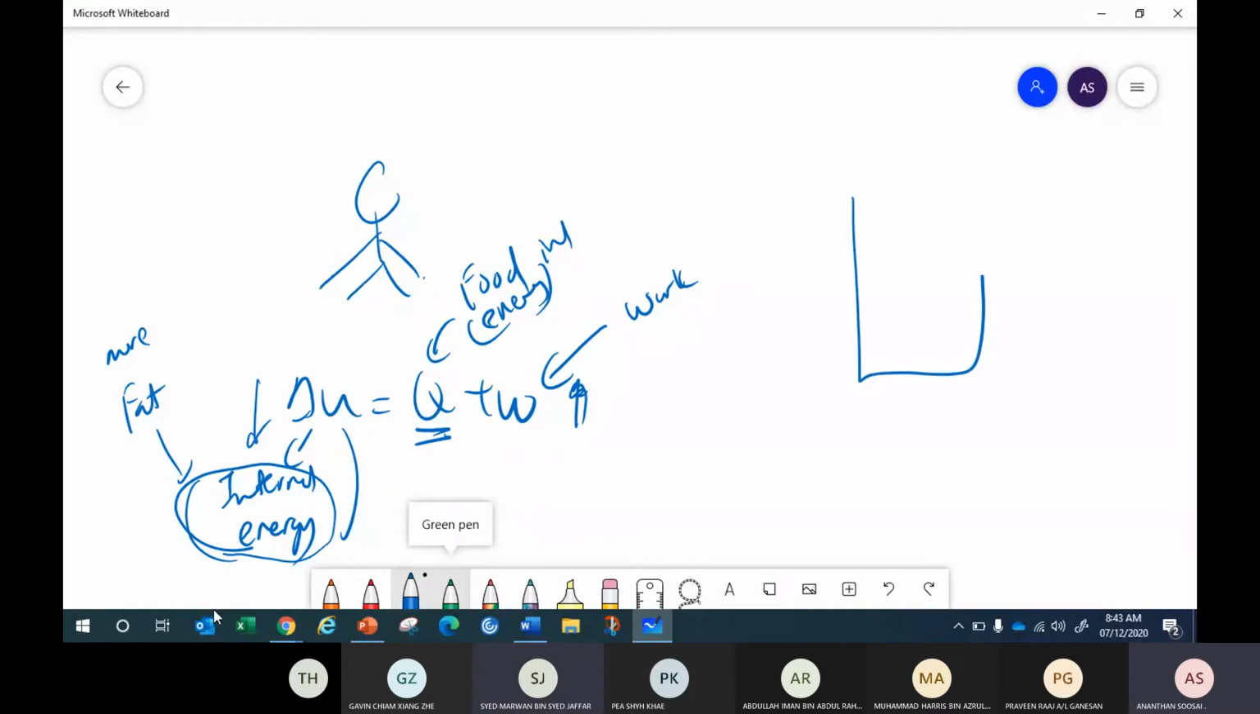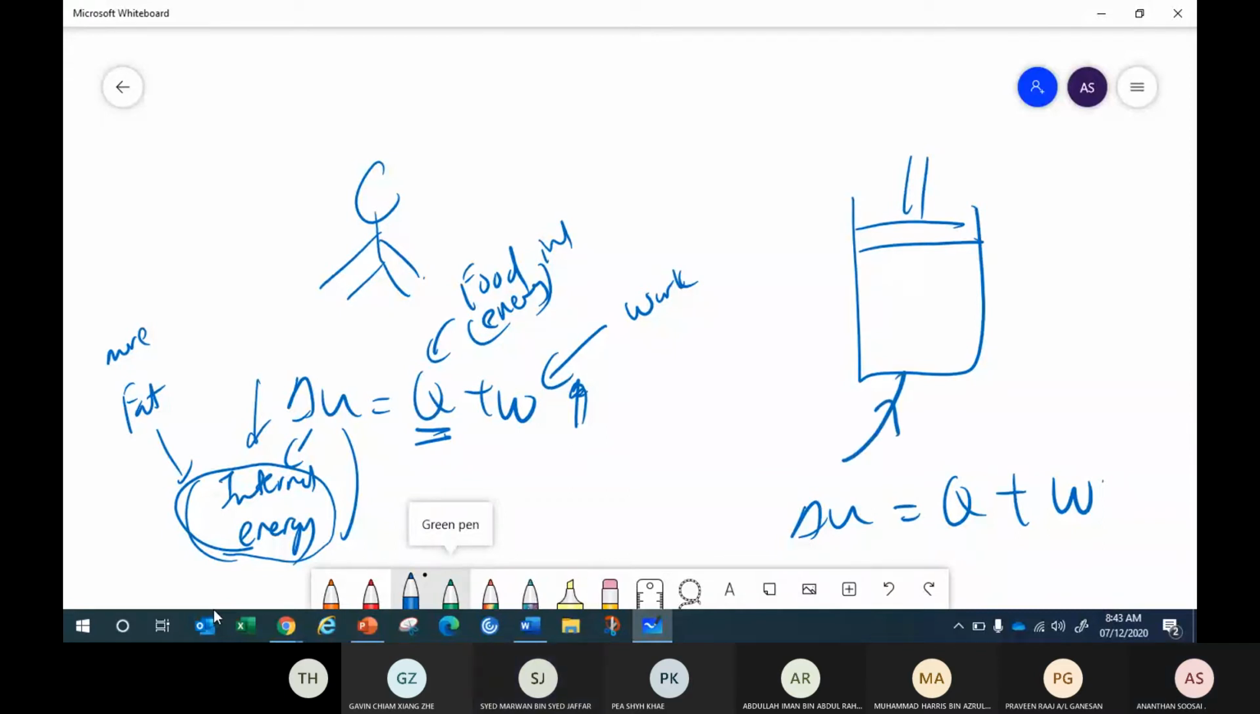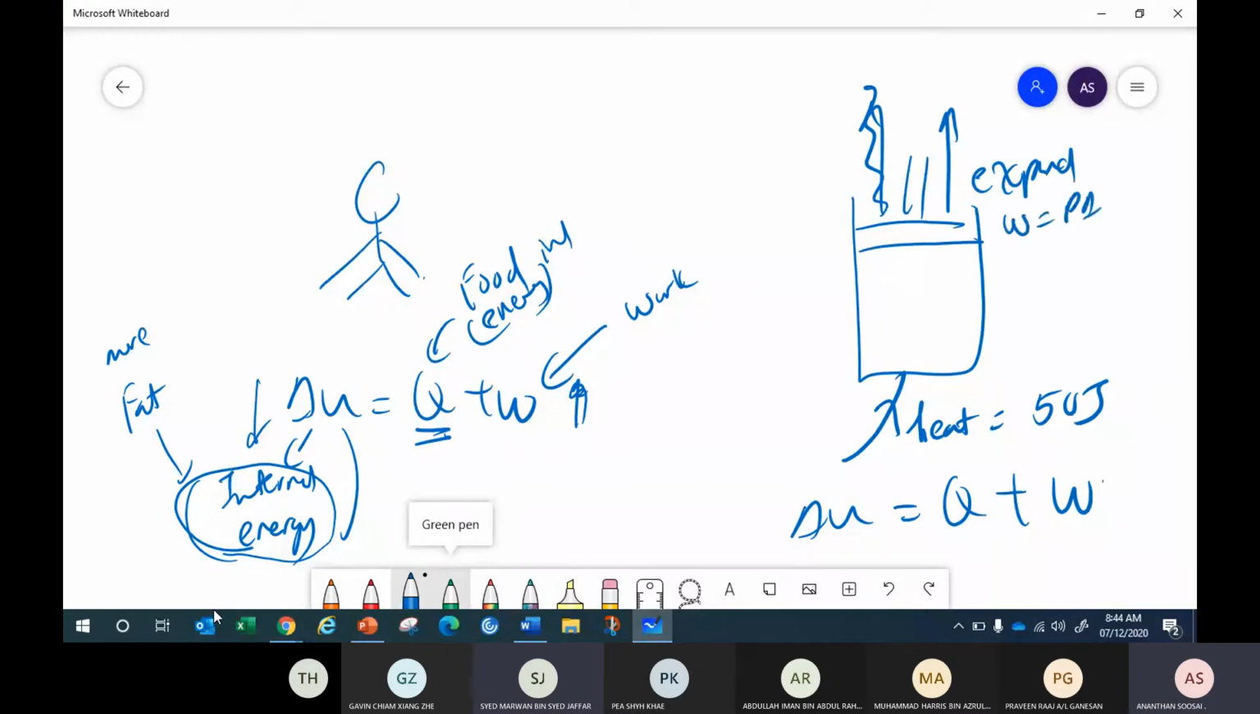Same system: you have a piston, you have a gas, and you want to raise the internal energy. The change in internal energy is always Q plus W. So let's say I am asking you: you heat a gas with energy supplied of 50 joule, and the gas expands. The piston moves up, and the work done, using P times change in volume, is found to be, let's say, 20 joule. The gas expands. What is the rise in internal energy?